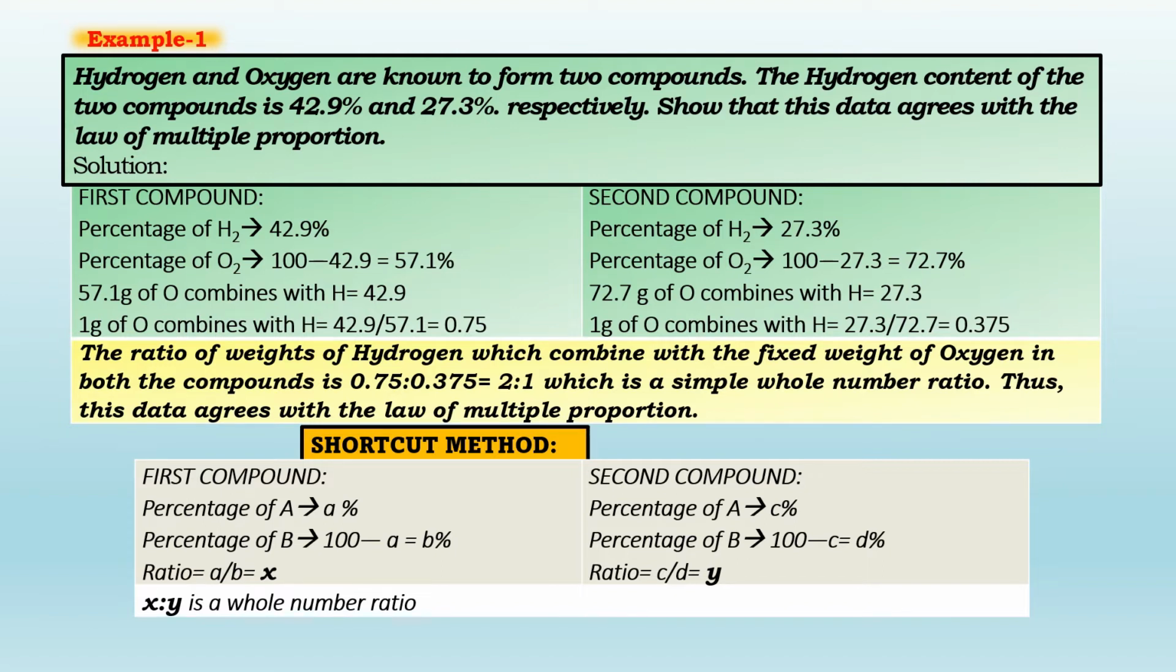percentage of hydrogen is equal to 42.9% and percentage of oxygen is equal to 100 minus 42.9, that is equal to 57.1%. That means 57.1 gram of oxygen combines with hydrogen 42.9 gram. So 1 gram of oxygen will combine with hydrogen 42.9 divided by 57.1, that is equal to 0.75.